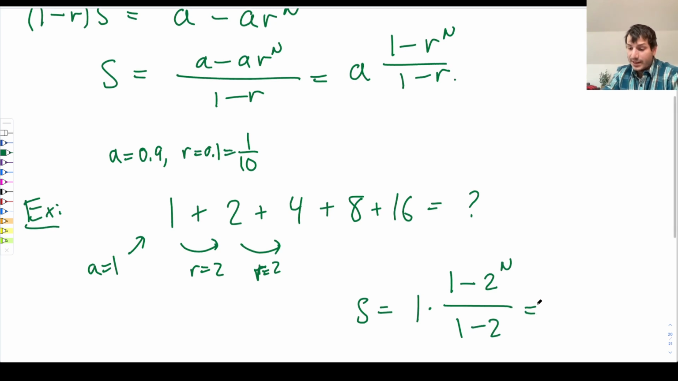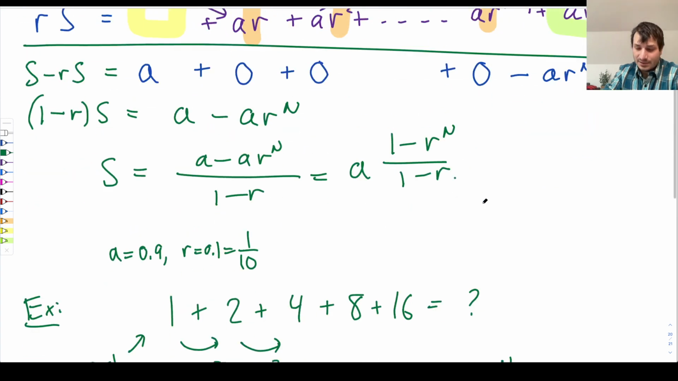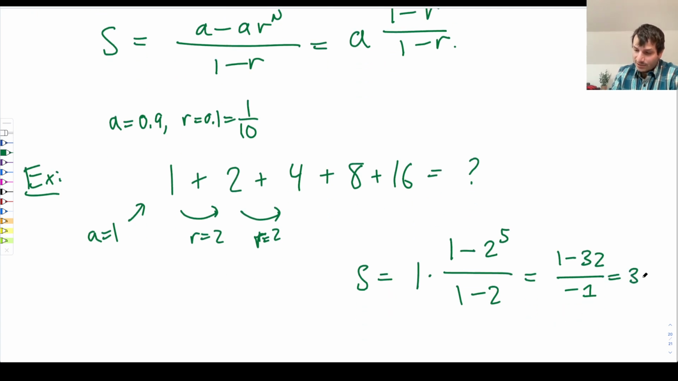1 minus 2 is pretty easy. That's a negative 1. Oh, I got to know what n is. N is the number of terms, right? What is n? 1, 2, 3, 4, 5. 5 terms. 2 to the 5 is 32. So you get 1 minus 32, which is negative 31, divided by negative 1. The negative signs cancel. It's just 31. So the answer is 31.